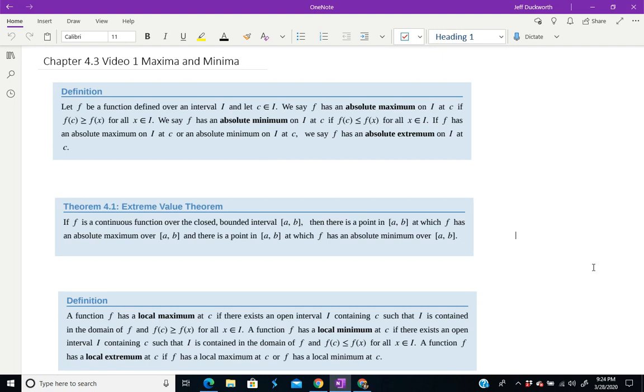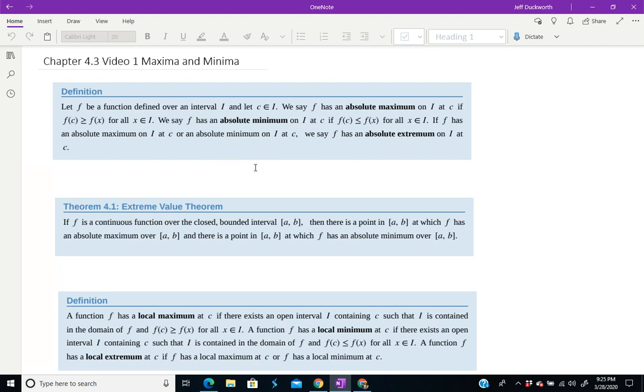Again, for all x in I, what that simply means is that x is in the interval that you've designated. And the same thing works for absolute minimum. So an absolute minimum is where your y value at the x value c is going to be smaller than or equal to any other y value in your interval.